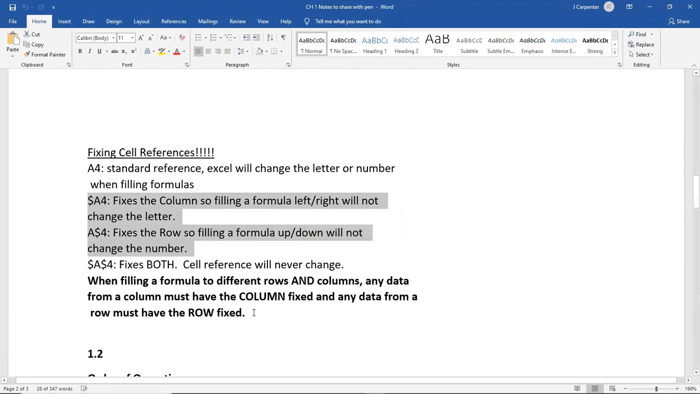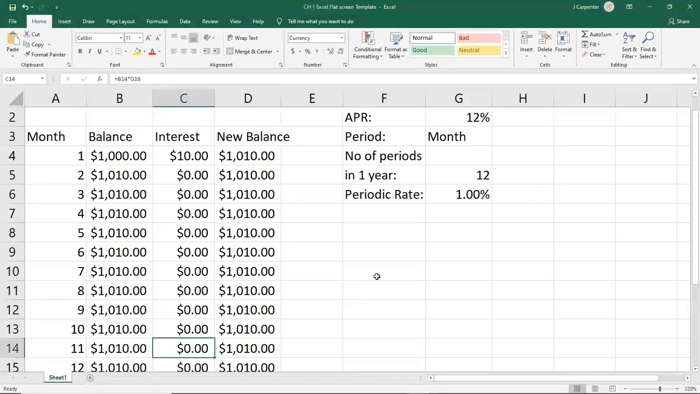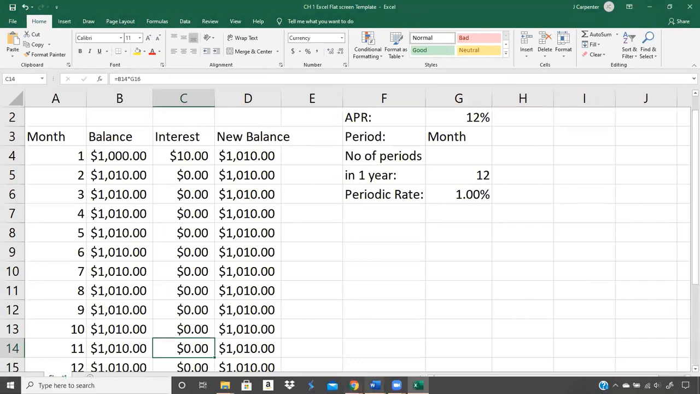And this bold statement, I bolded it because it's super important, because it can help you. When you're filling a formula to different rows and columns, like you're trying to make a multiplication table, any data from a column must have the column fixed, which is the first one, where you put the cash symbol in front of the letter. Remember, the letters represent the columns. Here's your Excel. The letters represent the column. So putting a cash symbol in front of the letter makes it so you don't change column. Columns, you can go up and down, but not left and right to stay in the same column. So when you put a cash symbol in front of, say, D, it can still move up or down, but it won't move left or right. And I will show you what I'm talking about.